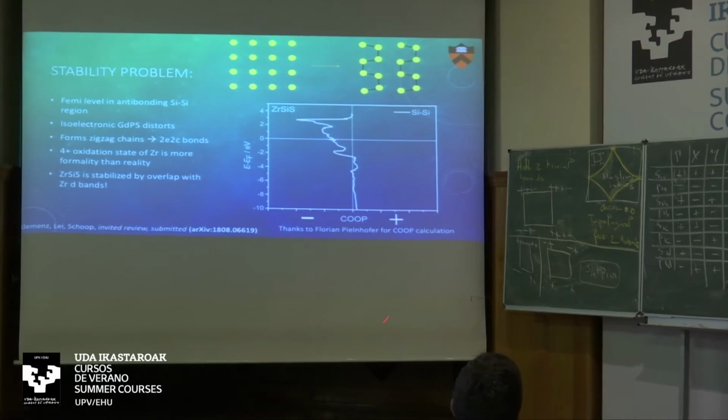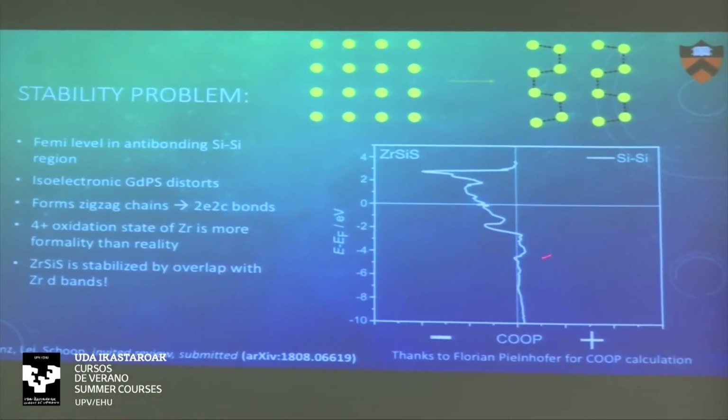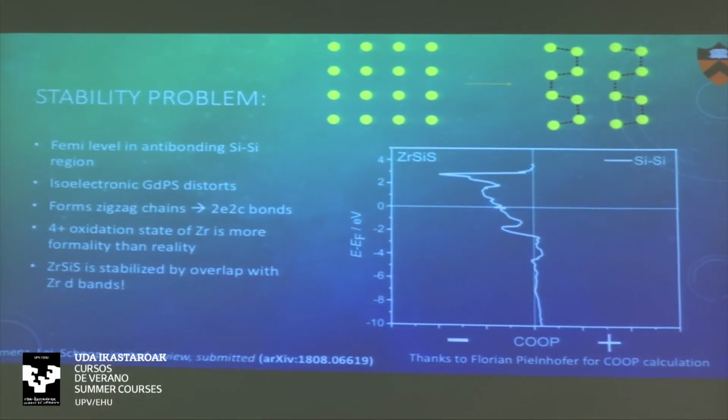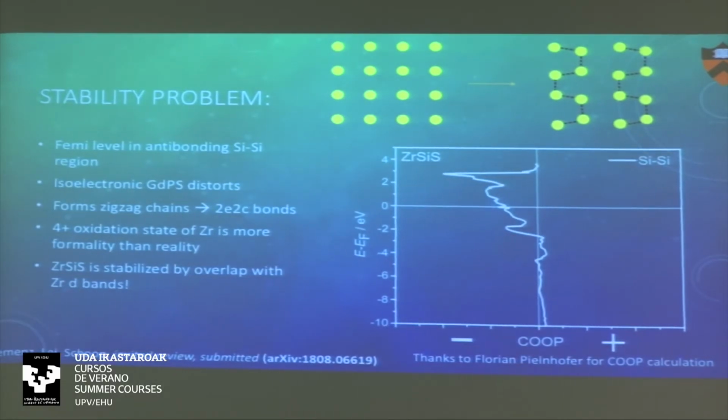I don't know if it's not so familiar to physicists, but what it is basically is a density of states, but plotted in a way that bonding contributions are plotted to the right and anti-bondings are plotted to the left. And so in zirconium silicon sulfide, if you look at the silicon-silicon overlap, it's actually strongly anti-bonding at the Fermi level. So it really indicates it doesn't want to form this network.